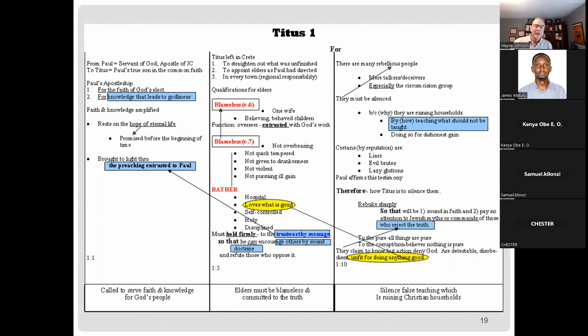But then again, he talks about being blameless. And now he's talking about character qualities. First he gives a list of don'ts: not to be overbearing, quick-tempered, given to drunkenness, violent, or pursuing ill gain. I just sort of bullet point those out. Rather, and I highlight that because that's a word of contrast. It's like "but rather" signals there's a contrast going on here. Instead, hospitable, loves what is good, self-controlled, wholly disciplined. But again, all of that is characteristic of being considered blameless.